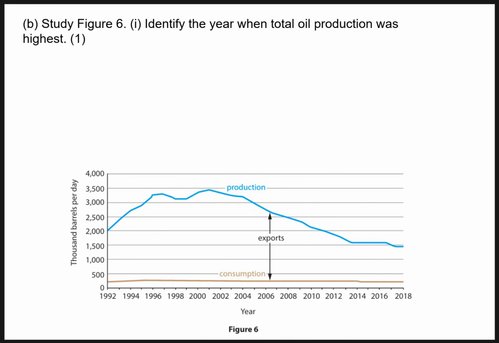Next question. Study figure 6. Identify the year when total oil production was highest. So it's just a question of making sure that we can identify this on a graph. So the highest level of production, we can see it here, is 2001.